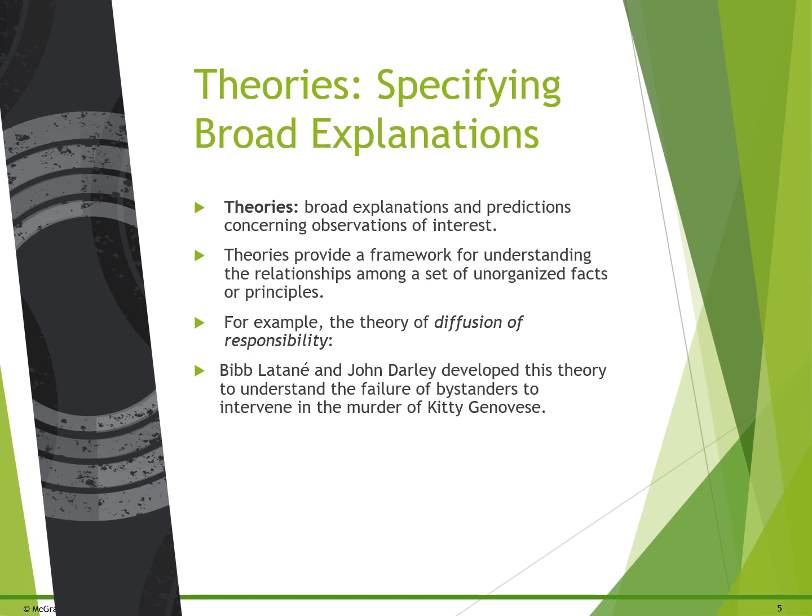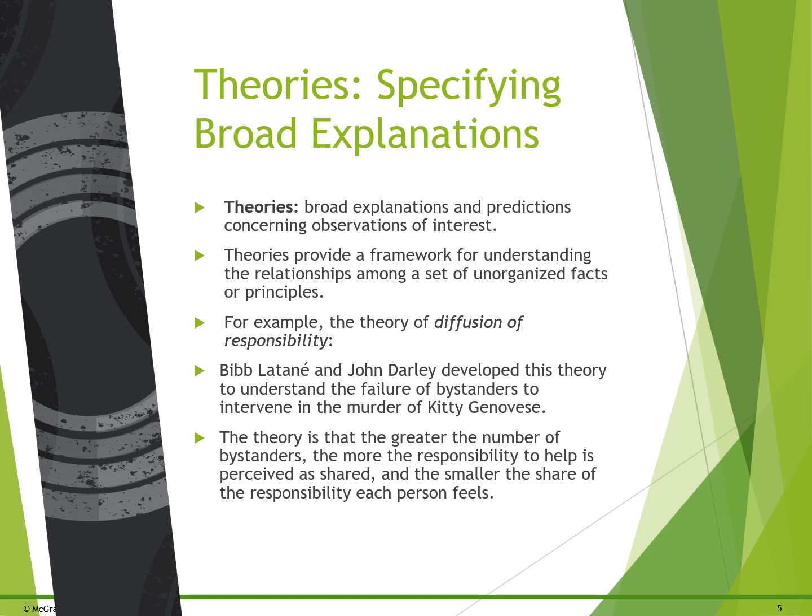31 of her neighbors actually saw this occurring, and no one called the police to help her. And so there is this diffusion of responsibility. So the theory that Latane and Darley came up with is that the greater the number of bystanders there are, the more responsibility to help is perceived as shared, right? So they have all these neighbors that saw Kitty Genovese being raped and murdered, but they knew that there were other people watching also. And so they shared the responsibility.